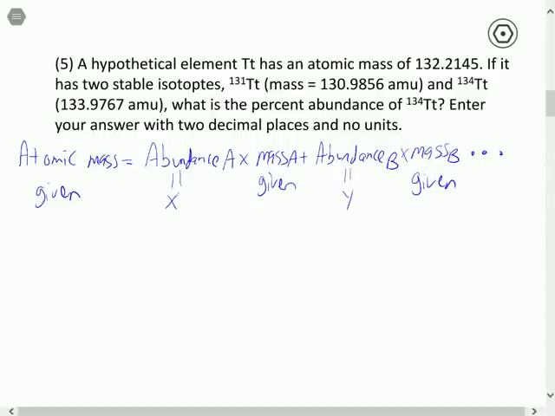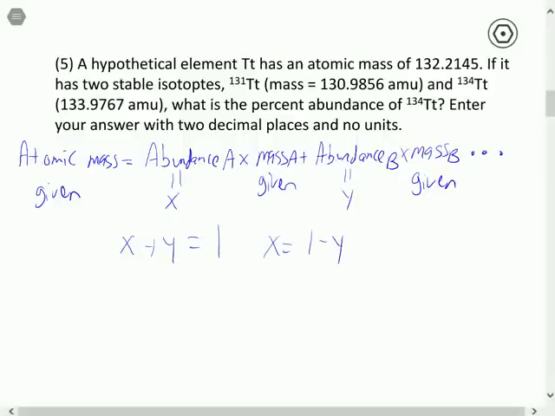If we have two unknowns, we need a second equation. Remember that the sum of all of the abundances always equals 1, just as the sum of all the percents equals 100. So if you have two unknown abundances, x and y, they have to add up to be 1. We're solving for the abundance of 134, which I'll call y in this example. So we can rewrite this as x equals 1 minus y.